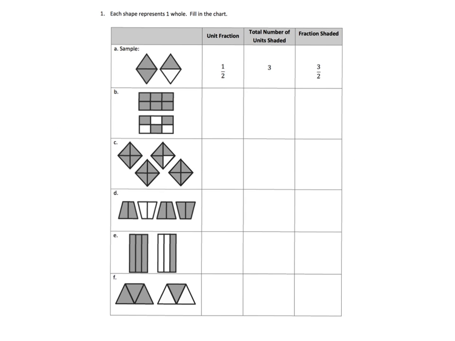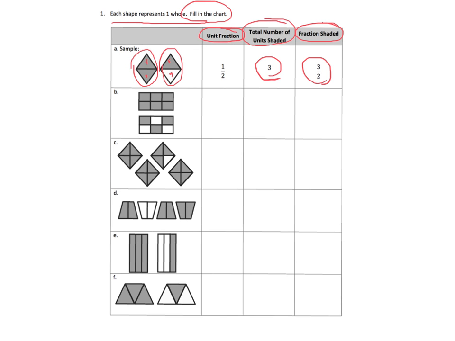So let's put this into practice. So the directions say each shape represents one whole, fill in the chart. So we're supposed to identify the unit fraction, the total number of units shaded, and the fraction shaded. So you can see that here we've got these 2 pieces, and they're each cut into 2 pieces. So the unit fraction is a half, because each of these pieces counts as a half. 3 of those pieces were shaded in, giving us 3 halves.